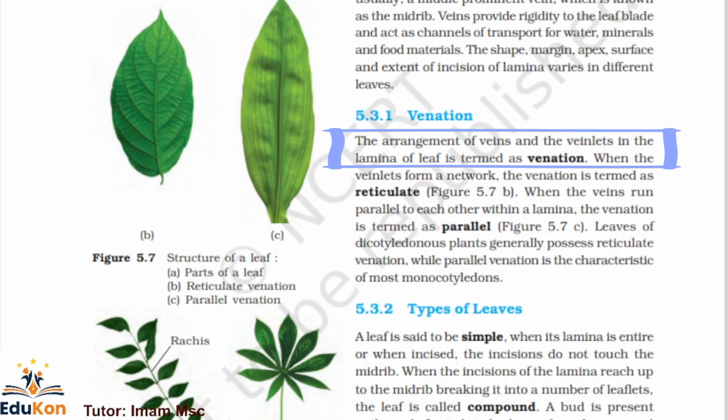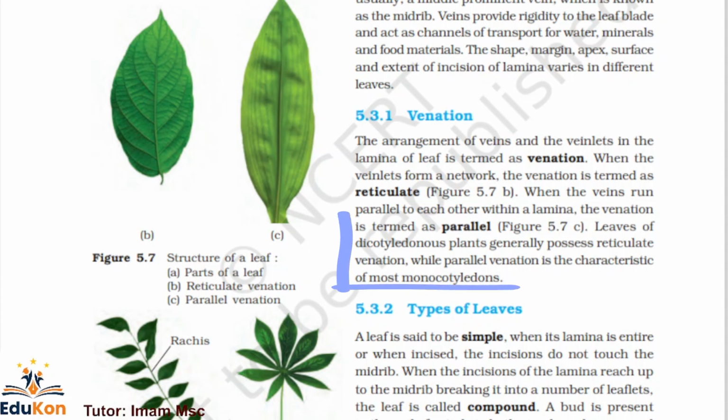When the veins run parallel to each other within a lamina, the venation is termed as parallel. You can see in the picture C. Leaves of dicotyledonous plants generally possess reticulate venation, whereas in monocotyledons, parallel venation is seen. So this is very important here. These points should be noted.